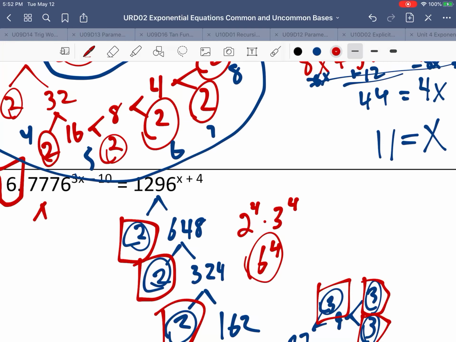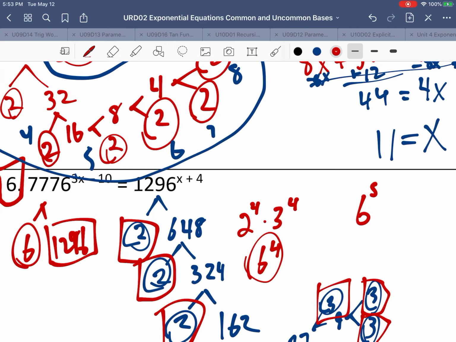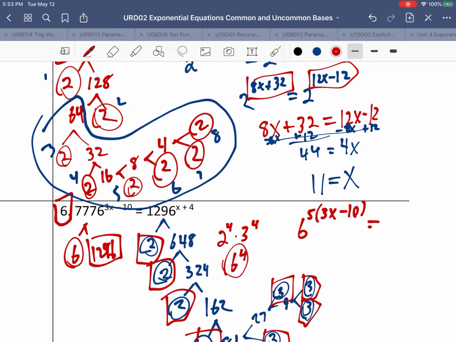So 7776 divided by 6 is going to equal 1296, which is a good sign, because that means this is really 6 to the 4th times 6 to the 1. So that means the left side is really 6 to the 5th power. I'm going to put inside a parenthesis 3x minus 10 for the exponent. This is going to equal 6 to the 4th power, and in a parenthesis I'm going to put x plus 4. So I'm just going to solve the equation.